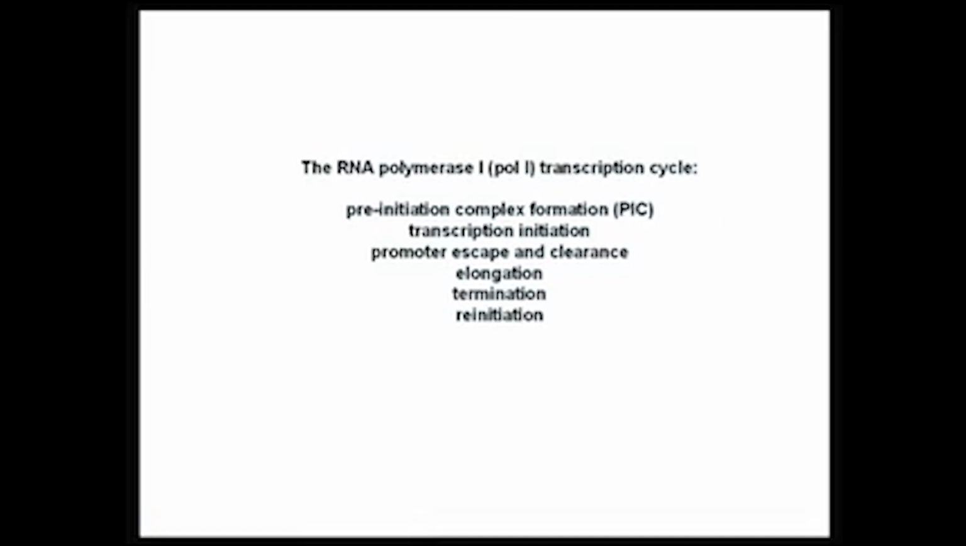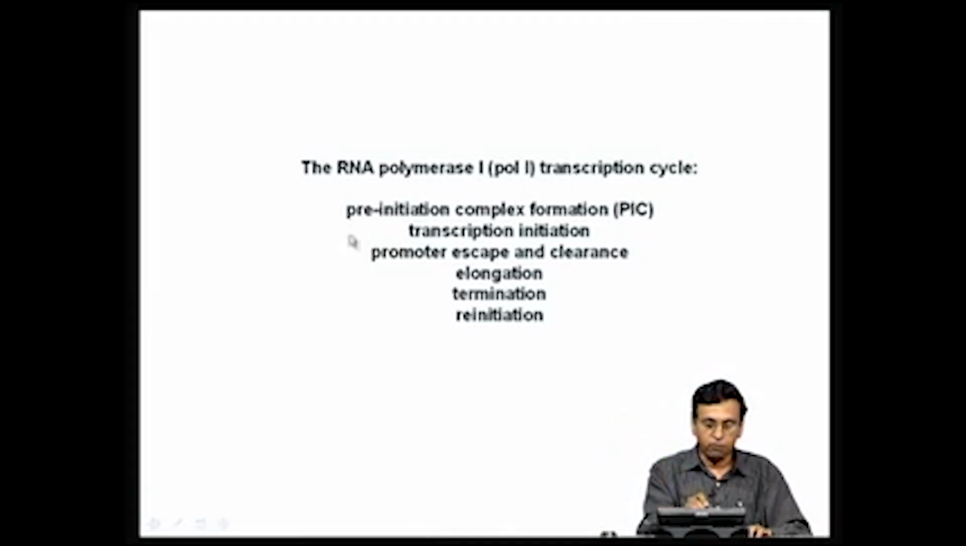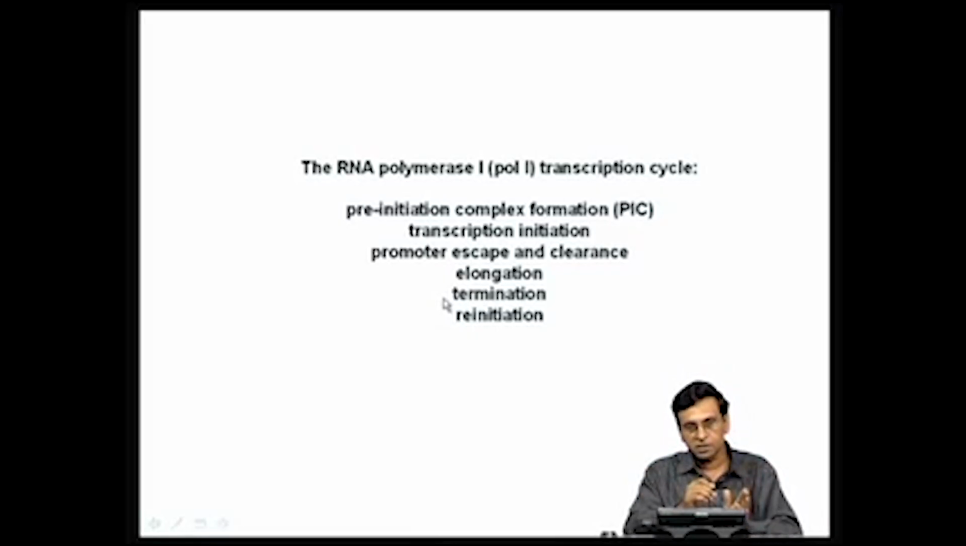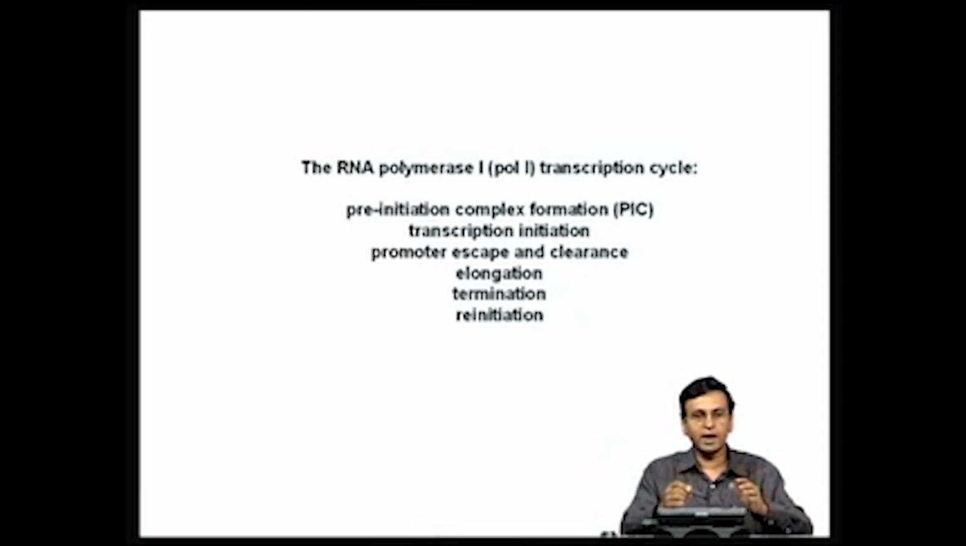So, how does the transcription proceed in the case of RNA polymerase I or the rDNA promoter? As we have seen in the case of the Pol II promoter, the first step is the formation of the pre-initiation complex, and this results in the initiation of transcription. Then you have promoter escape and promoter clearance. The initiation complex now starts elongation, ultimately transcription termination, and then the polymerase I again has to come back, and with the help of initiation factors starts reinitiation, and that is how the polymerase I transcription cycle continues.